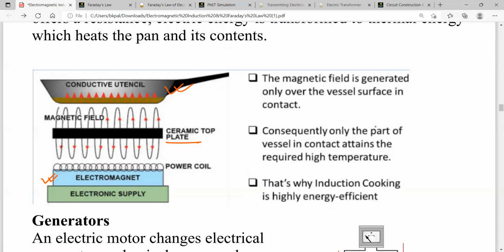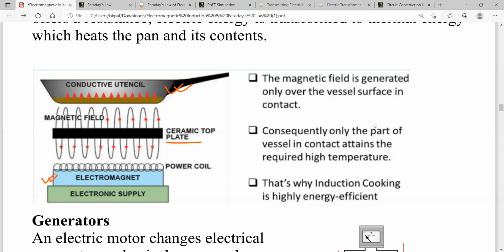If you just connect it with a battery, it will not work, because a battery gives you DC current, and DC current means there is a magnetic field, but there is no change in magnetic field. On the other hand, AC current gives you a magnetic field as well as a change in magnetic field, which can induce electromotive force in the cooking pan. And that's how electric energy is converted to magnetic energy and then into thermal energy.